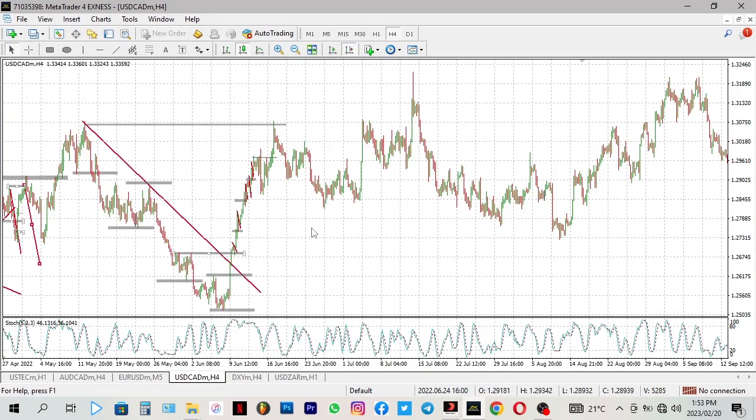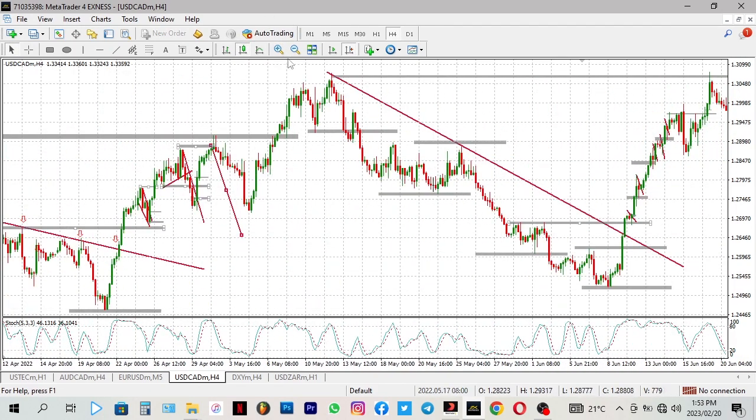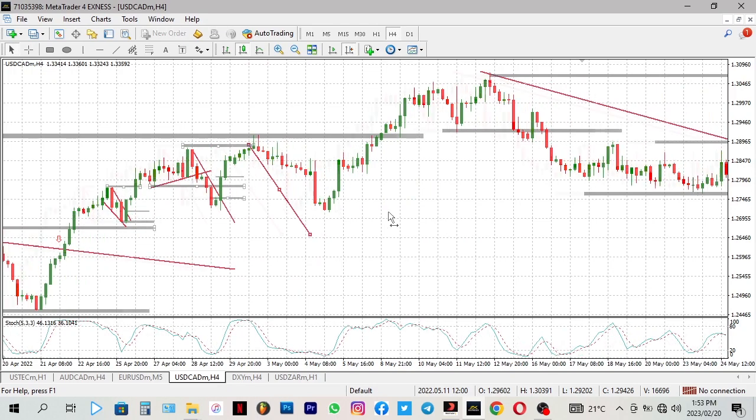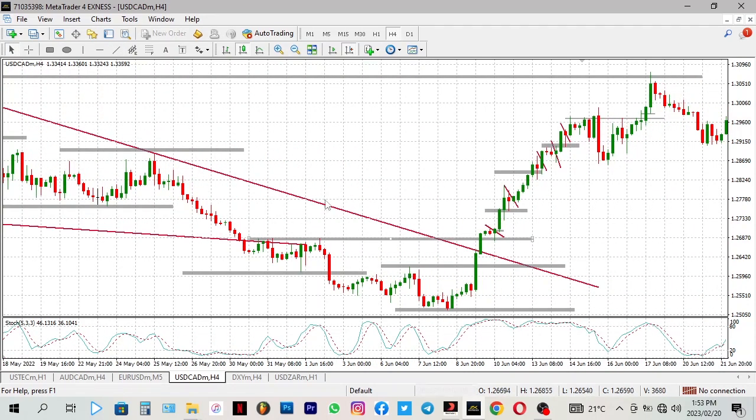Let me start on a 4-hour chart. On a 4-hour, I can see that the market was respecting this bearish trend line. So we have our first lower low, lower high, lower low, lower high, lower low, lower high.